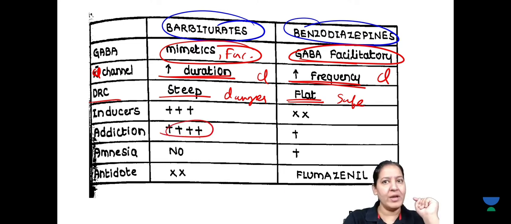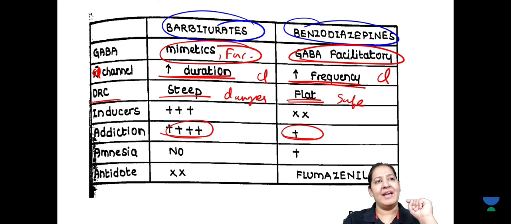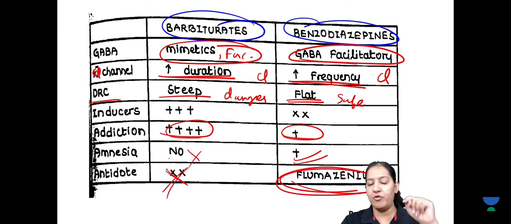Addiction is more here, it is less here, right? Amnesia is not so common here, but here it is more common. Antidote is not available here, but yes, a specific antidote, flumazenil, is available here.